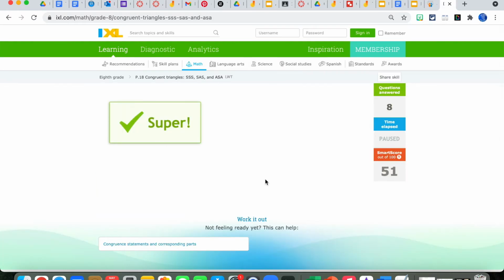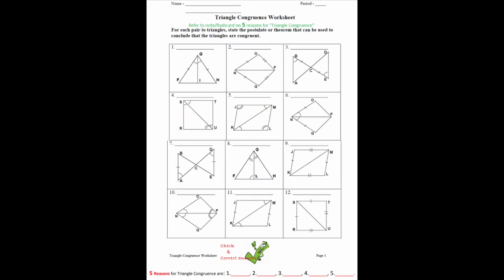Side, side, submit. Yeah. These are the kinds of problems you might see for the congruence unit on this triangle congruence worksheet. Refer to notes or flashcards. For each pair of triangles, state the postulate or theorem that can be used to conclude that the triangles are congruent.